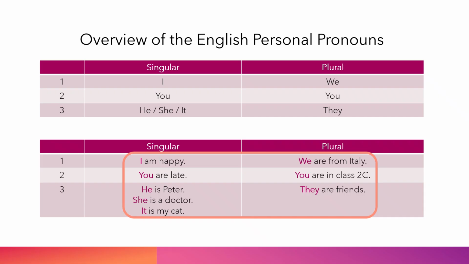I am happy. You are late. He is Peter. She is a doctor. It is my cat. We are from Italy. You are in class 2C. They are friends.